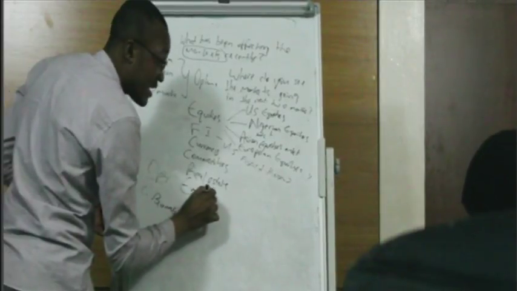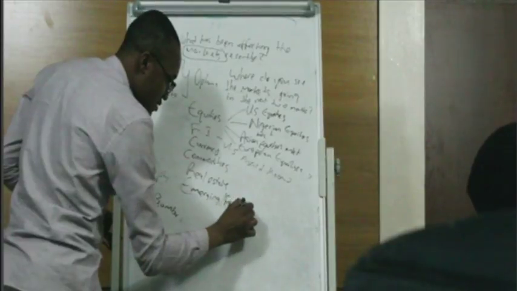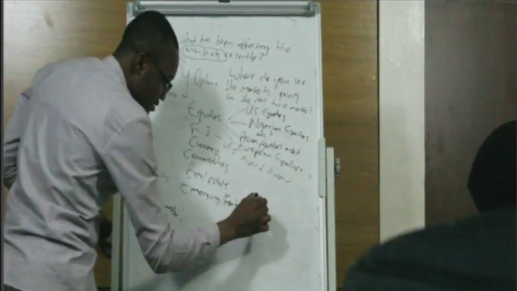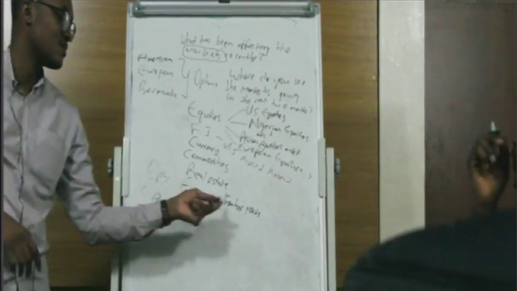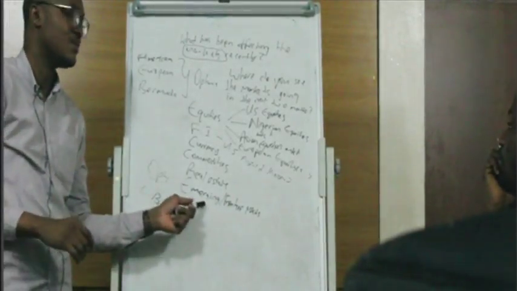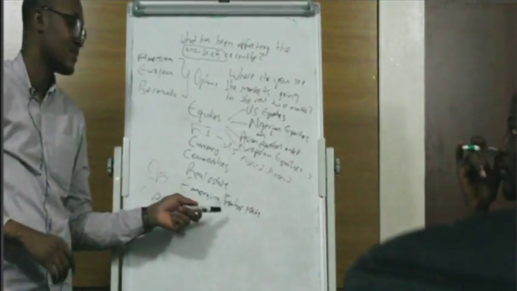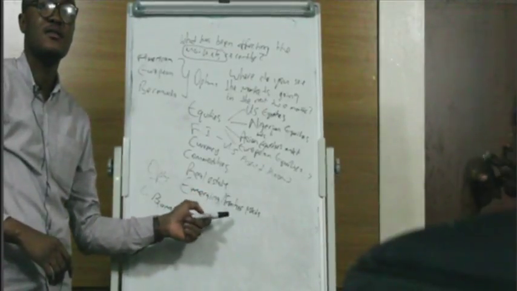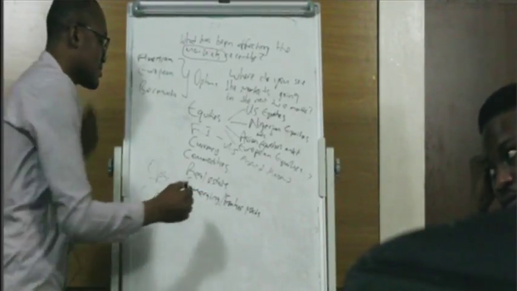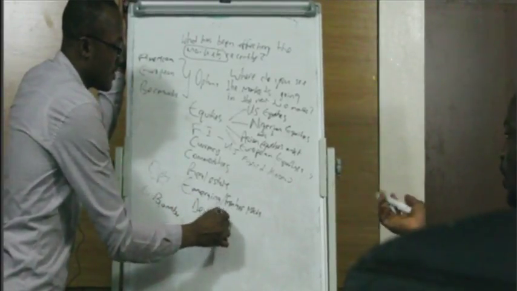Emerging, frontier. Who knows the difference between these two? Emerging, frontier market. Is Nigeria an emerging market or a frontier market? Why is Nigeria an emerging market? So what is a frontier market? Then what is a developing market? And what is a developed market?